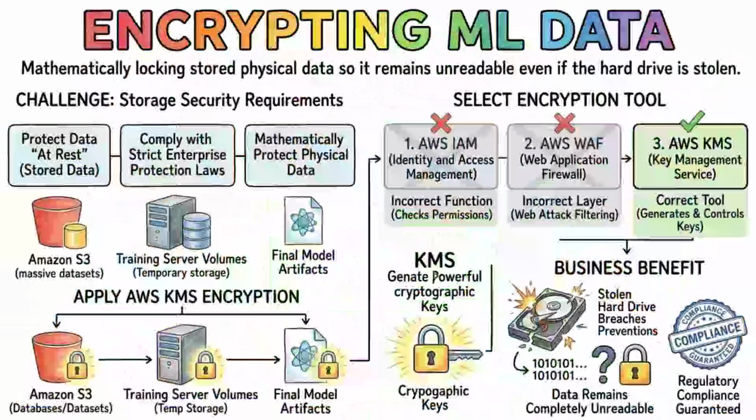Network security is fantastic, but you must also protect the physical data itself using strict encryption at rest, guaranteeing that even if a hard drive is stolen, the data remains completely unreadable. AWS Key Management Service, or KMS, is the central tool you will use to generate and control the powerful cryptographic keys that lock your data. The exam requires you to know that you can easily use KMS keys to encrypt the massive datasets resting in Amazon S3, the temporary storage volumes attached to your training servers, and the final model artifacts themselves. Whenever a question mentions protecting data while it sits in storage or complying with strict enterprise data protection laws, enabling KMS encryption is the absolute right answer.